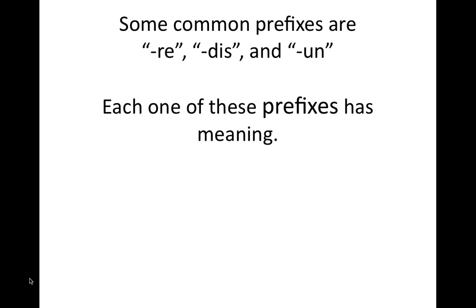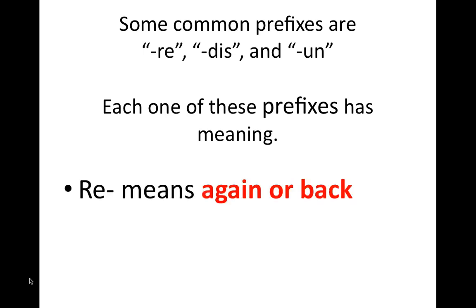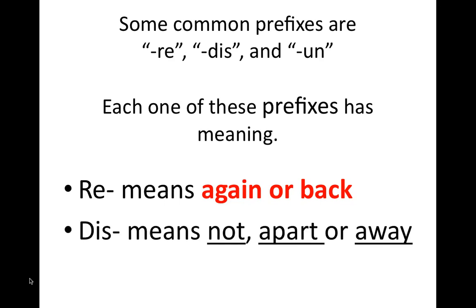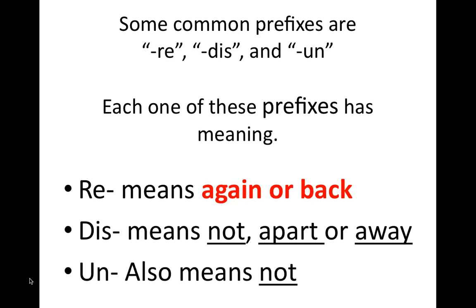Some common prefixes are re, dis, and un, and each one of these prefixes has meaning. Re means again or back. It actually has two different meanings. Dis means not, or apart, or away. Notice that it has three different meanings, and we already know that un means not. Some prefixes have more than one meaning, but some have only one.